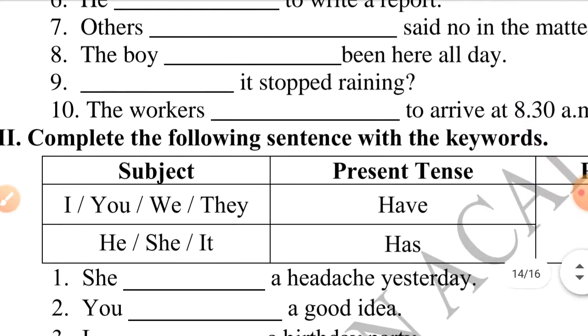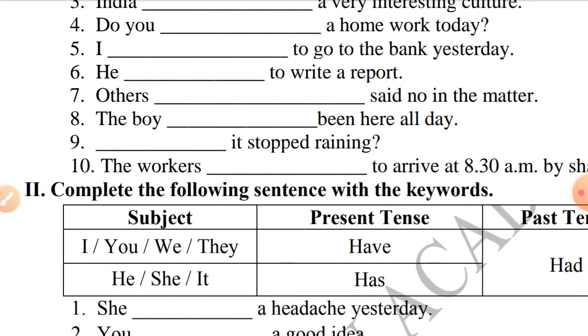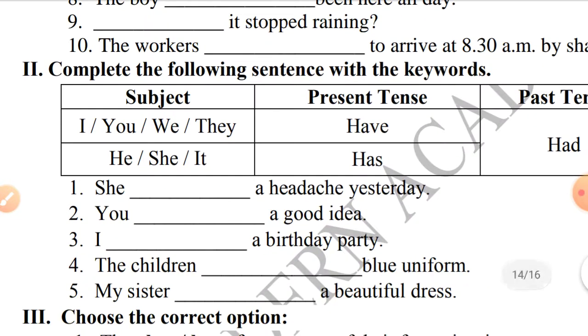Now complete the following sentences with the keywords. So here the keywords are given. So whether it is present tense or past tense, what we have to use, according to the subject. Okay, so she dash a headache yesterday. So yesterday means past tense. You dash a good idea. I dash a birthday party. The children dash blue uniform. My sister dash a beautiful dress. So here clue words are given. For present tense what we have to use, for past tense what we have to use, and simultaneously see the subject.